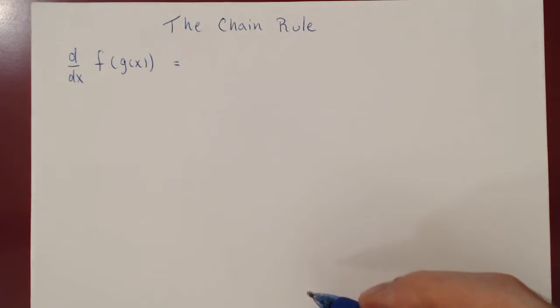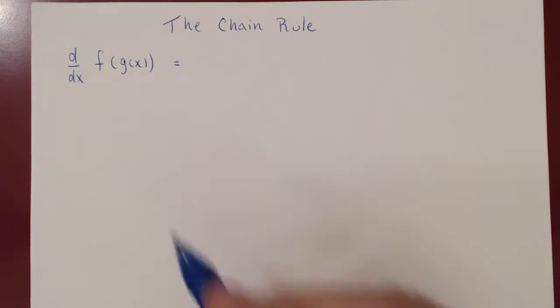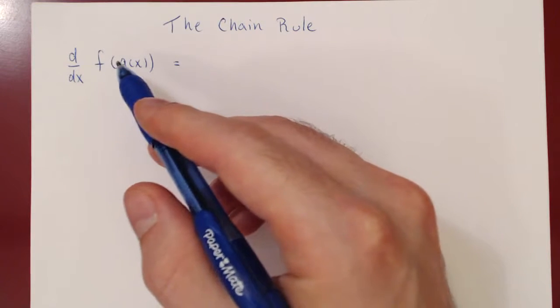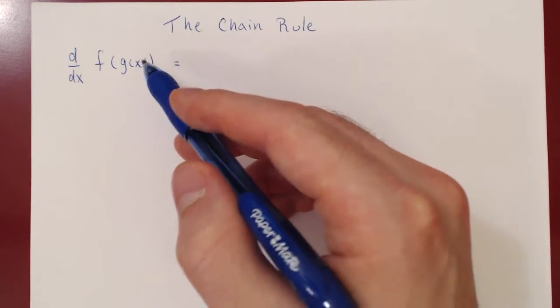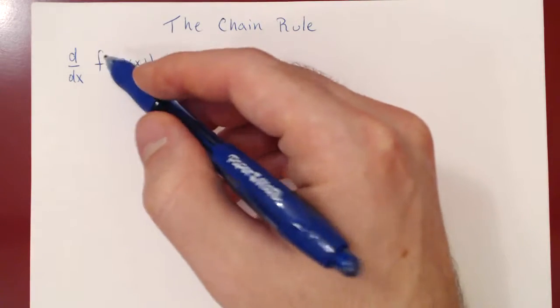And now the chain rule is a recursive rule of differentiation. And the way to think about it is like peeling an onion. We start with the outer layer and we work our way towards the inside. So if you think of this here, we have f of g of x. So the outer function is f.